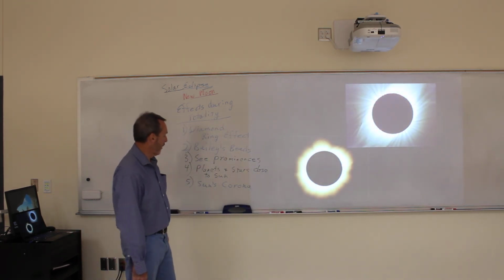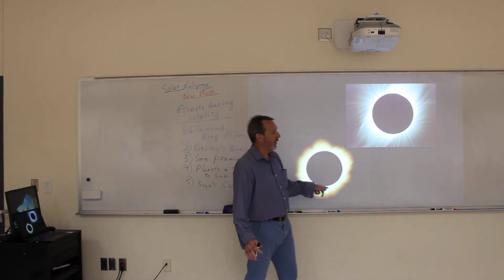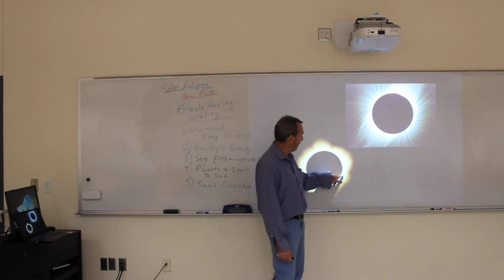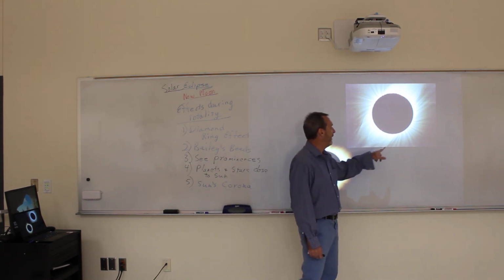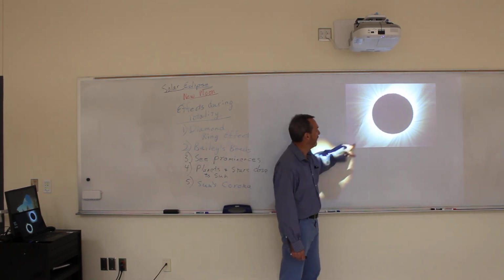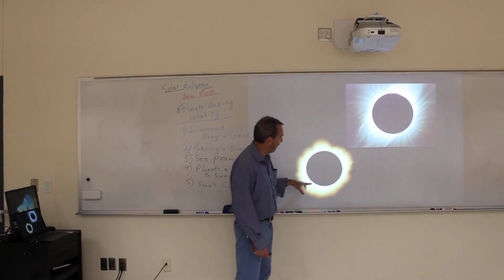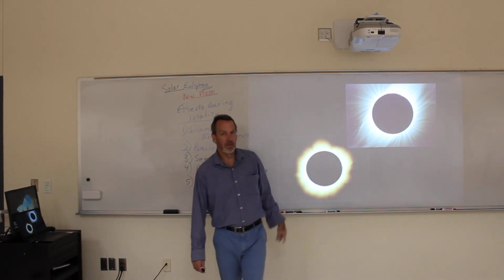Here is the corona, or the crown of the sun. We're going to talk about the sun in detail later, but this is the outer atmosphere of the sun, and it changes shape depending on how many sunspots there are. This is when it's very sunspot active. You see there's a lot of projections and stuff coming off of it. This is when there's not many sunspots around the sun.